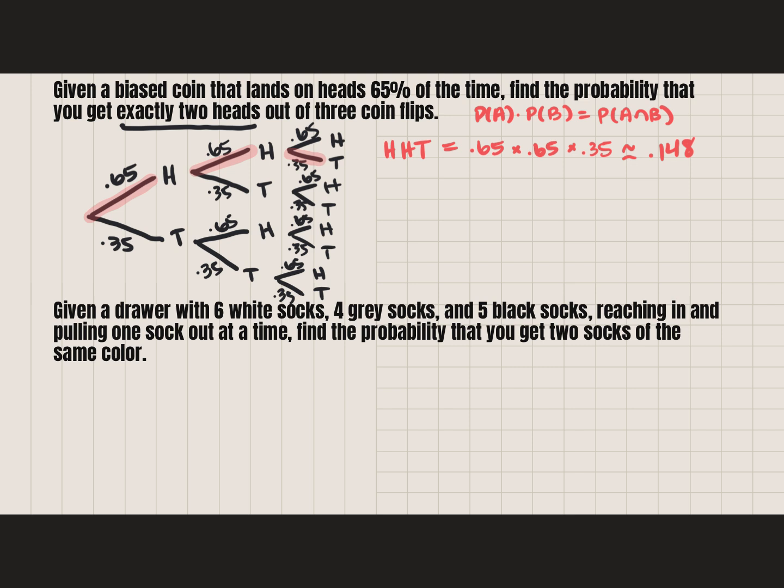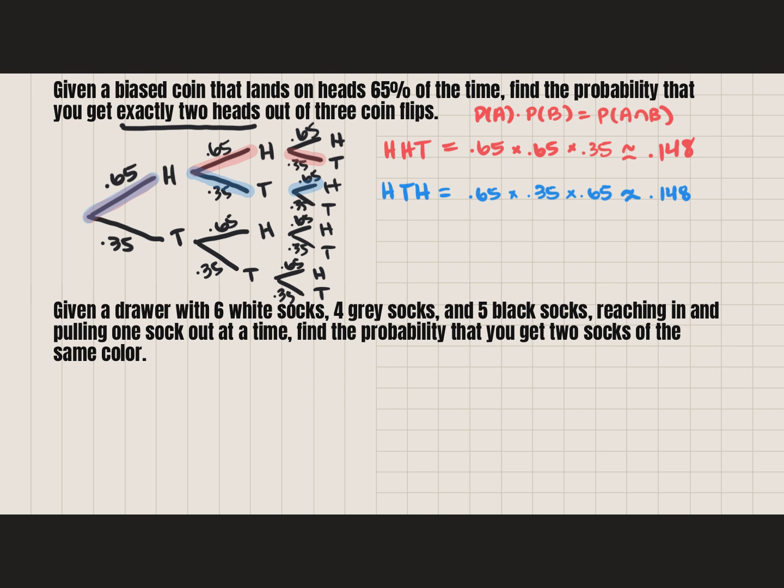Okay? That's not the only way, though, I can get exactly 2 heads in 3 coin flips. I could also have gotten heads, tails, heads, which is a different pathway through the tree, right? So I'm going to highlight it in blue this time. Still going down the same path for the first one, heads. But this time I go tails and then back to heads. Well, that's going to give me 0.65 times 0.35 times 0.65 this time, right? And that probability ends up being the same, 0.148. That's because these are independent events. The probabilities through the tree don't change.